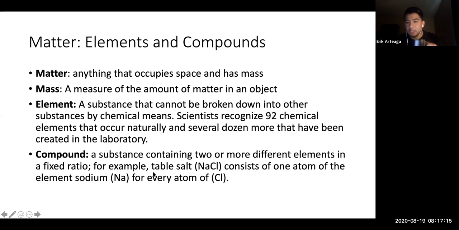A compound is a substance containing two or more different elements in a fixed ratio. For example, table salt consists of one atom of the element sodium for every atom of chlorine. And you can think of water as a compound as well: H2O, two hydrogens with one oxygen. So those of you who haven't had chemistry yet, we'll go through a little bit of the periodic table and how to look at those different elements.